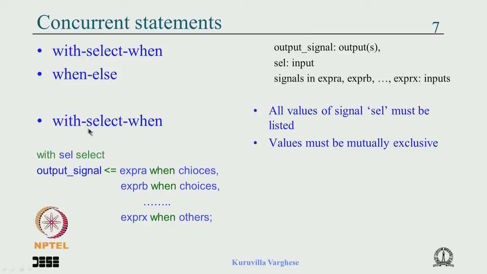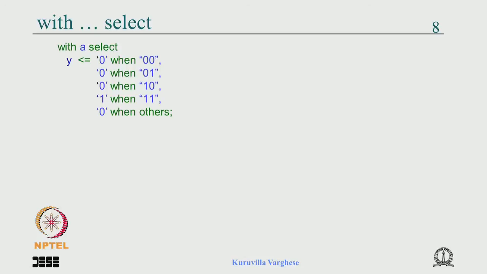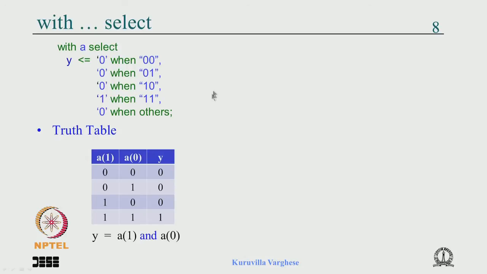So the syntax of with select when is, with some input, you say select. For all mutually exclusive values of that signal, you specify the output, the numerical values, or as a function of some other inputs. So we said that this is nothing but the truth table. In the simplest case, we have seen an AND gate, say A1 and A0, and for all of 00, 01, 10, 11, the output is specified. It's a simple truth table.